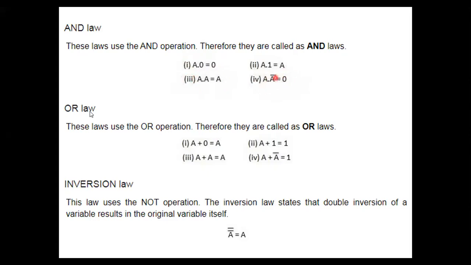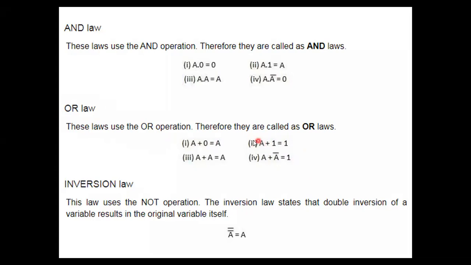If you are taking the OR law, what are the laws for this OR gate? A plus 0 equal to A, A plus 1 equal to 1. Remember this. A plus A bar equal to 1, A plus A equal to A. Actually, in mathematics, we don't get these values. These belong to logical laws. That's why here we are getting answers like this: A plus 1 equal to 1.